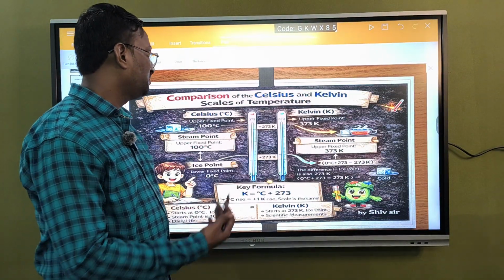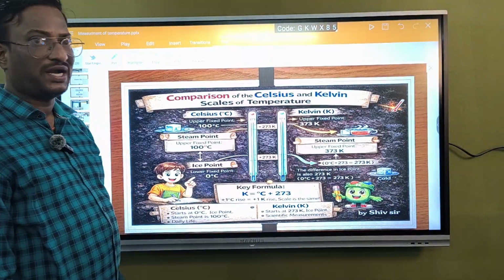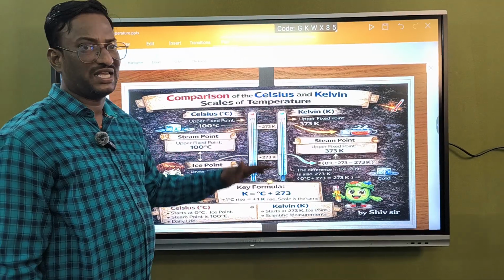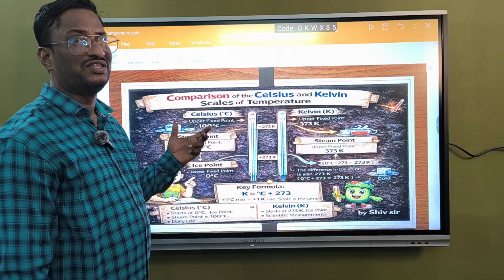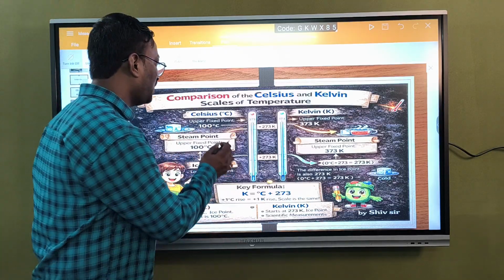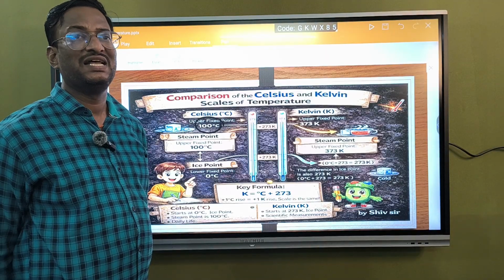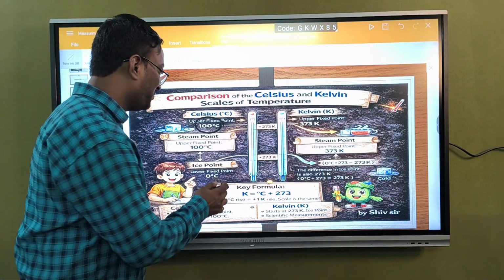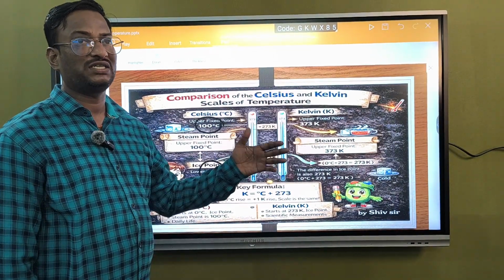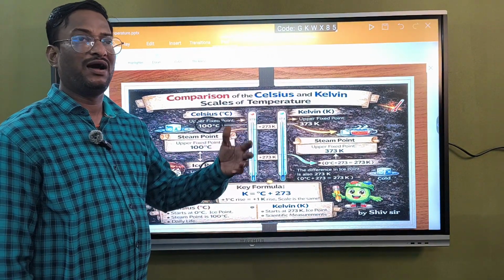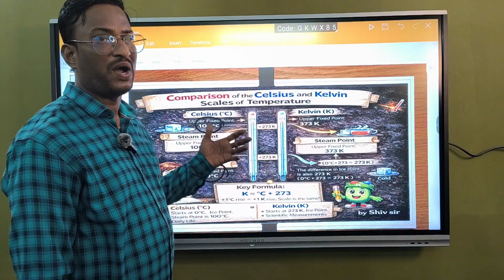Next thing is Celsius and Kelvin. Here the upper fixed point and lower fixed point will be there for both. The upper fixed point of Celsius is the boiling point of water, around 100 degrees centigrade, and the lower fixed point is 0 degrees centigrade, the freezing point, generally called the ice point. The melting point and boiling point of water have been chosen as the lower and upper points for the Celsius scale.